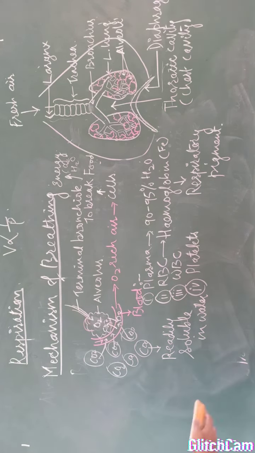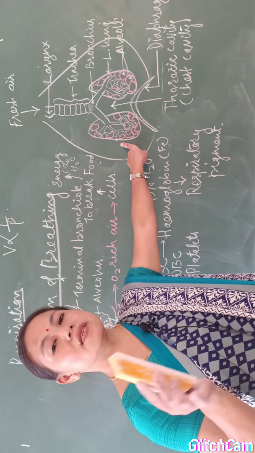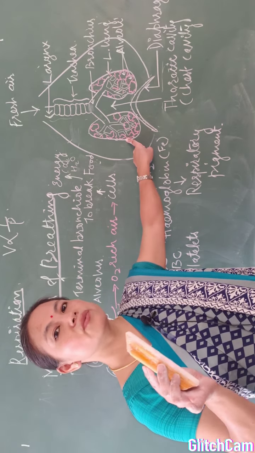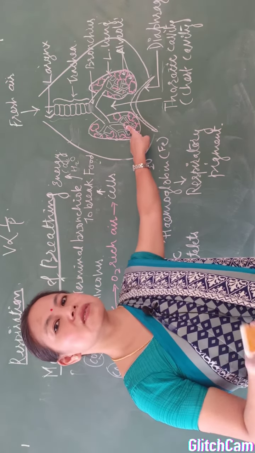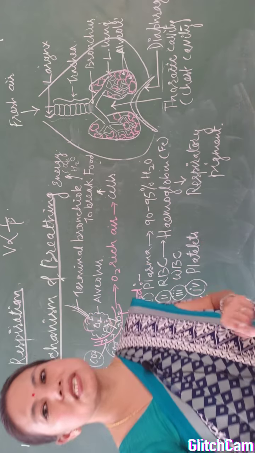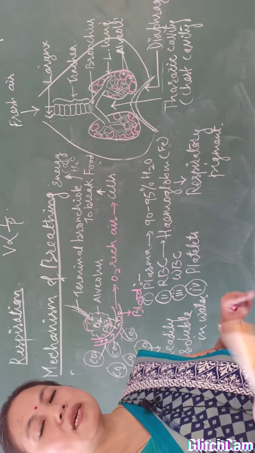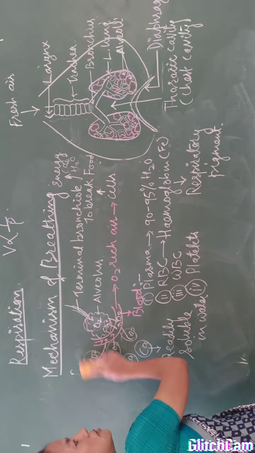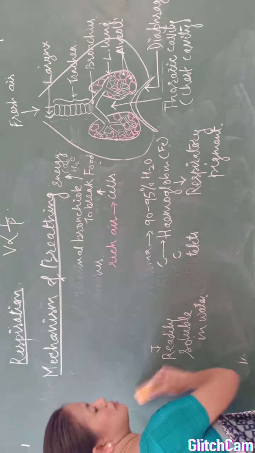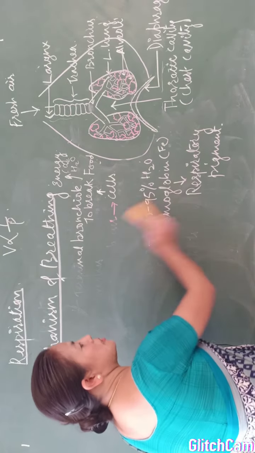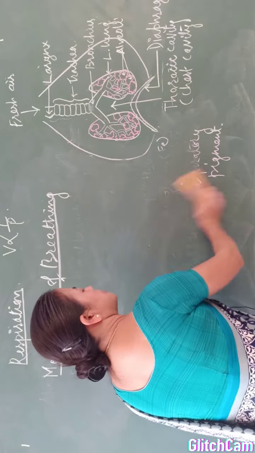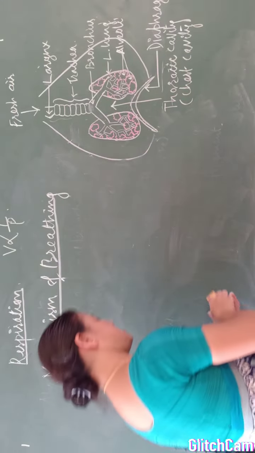Now, when we expire, it is not that the lungs will become empty. A little volume of air will still be there in our lungs, and that volume of air which remains in the lungs even after expiration or exhalation is known as residual volume. We have to understand that our lungs are never empty. If they are empty, they will collapse. So, that residual volume will prevent the lungs from collapsing.